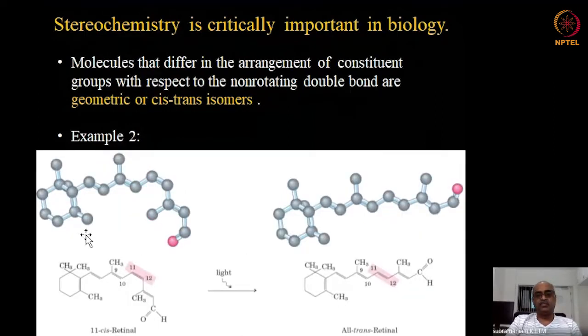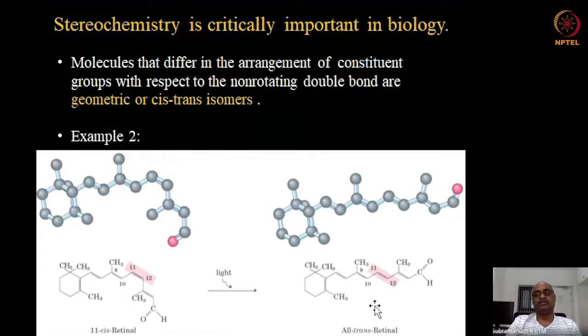So this is another example of geometric or cis-trans isomers which matters in biology, like retinal. Okay, 11-cis retinal. Here you see this double bond between the 11th and the 12th carbon in this large molecule. When the groups bonded to this carbon and this carbon are on the same side, you call it cis, and when they are on the other side, you call it trans. Okay, all-trans retinol and 11-cis retinol.